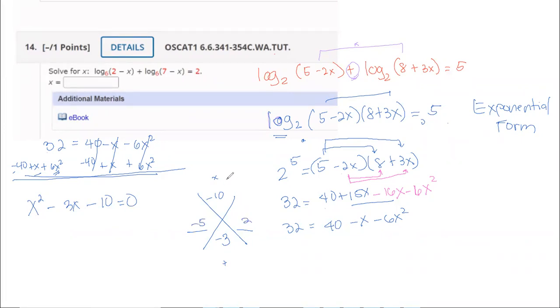But negative 5 times 2 is negative 10. Negative 5 plus 2 is negative 3. So now you have (x minus 5)(x plus 2) equals 0. And solve for each one. x minus 5 equals 0. x plus 2 equals 0. x equals 5 here. And then x equals negative 2 here.